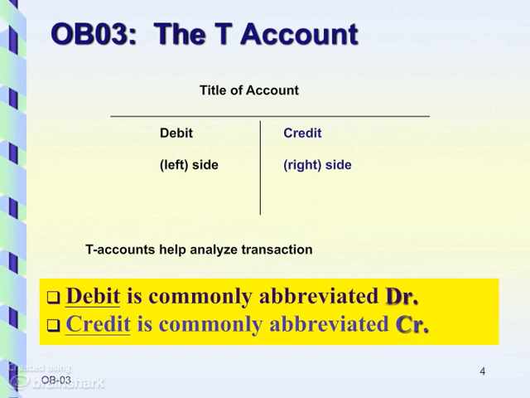Credit is the Latin term for credere. And again, credit does not mean increase or decrease. It depends upon whether the account increases on its left side or right side. So if an account has a normal balance on its right side, then that account increases on its credit side, as opposed to an account whose normal balance side is on the debit side, in which case that account increases on its debit or left side.